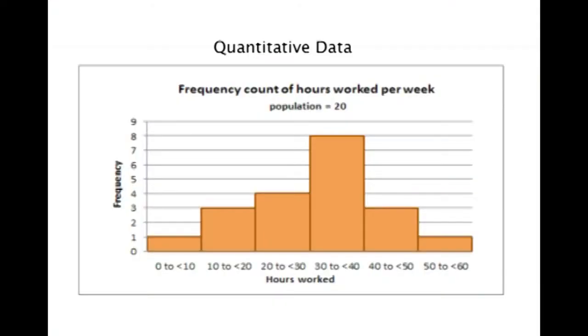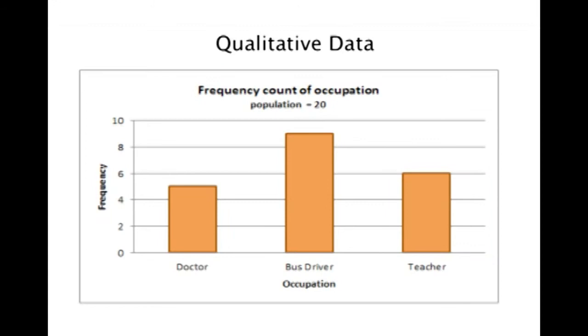and qualitative data. For quantitative data, the frequency count of hours worked per week for a population of 20 is shown. On the x-axis is hours worked and on the y-axis is the frequency. For qualitative data, for a population of 20, the frequency count of occupation. On the x-axis is occupation and on the y-axis is frequency.